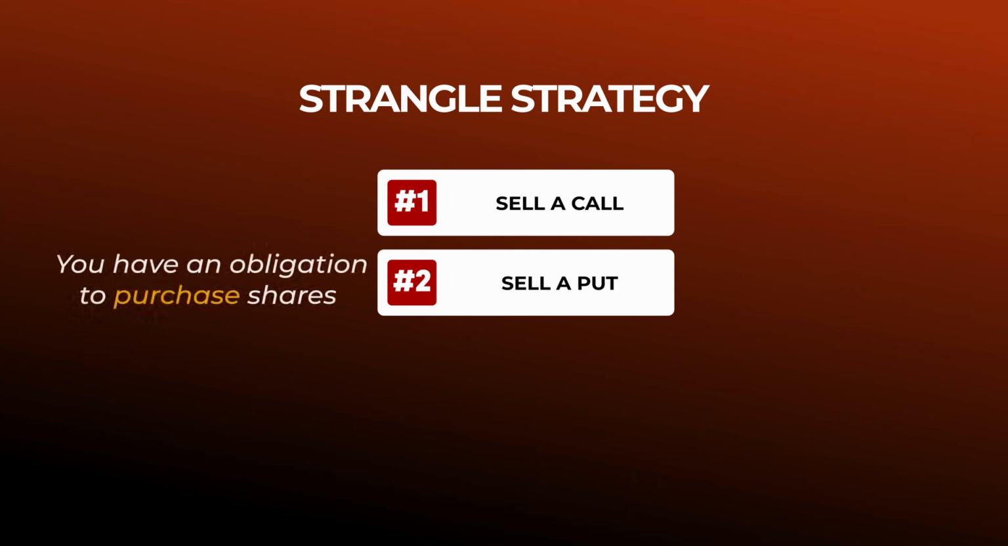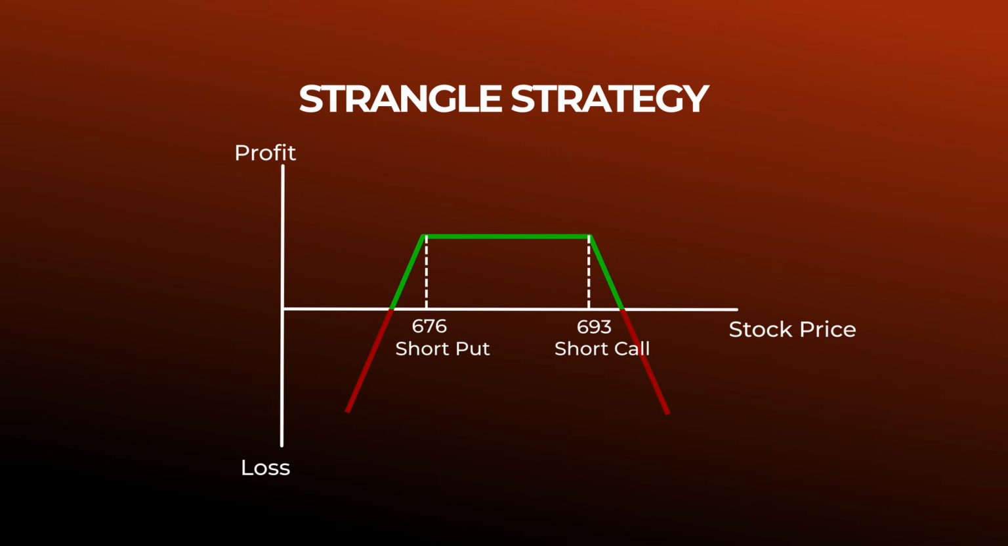The put, you have an obligation to purchase shares. The call, you have an obligation to sell shares. It's two basic strategies put together to make up a third basic strategy, which is called a strangle. When you do a strangle, you want it to stay in between your short strikes.